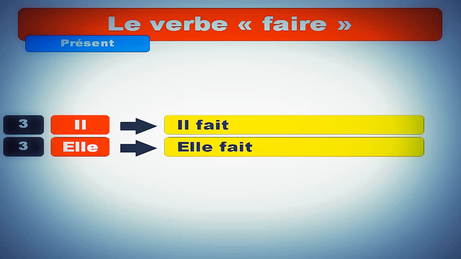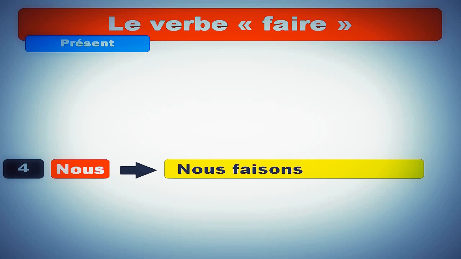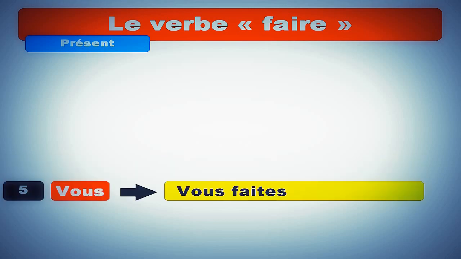Elle fait. Okay. Then comes nous. Nous faisons. So here it's quite tricky because actually we write it A-I, faisons, but then we pronounce it faisons. Okay, and then final S is not pronounced. So nous faisons. Repeat. Nous faisons.